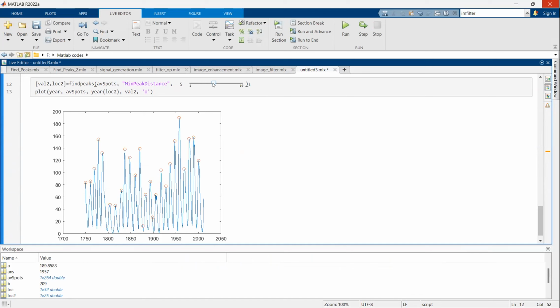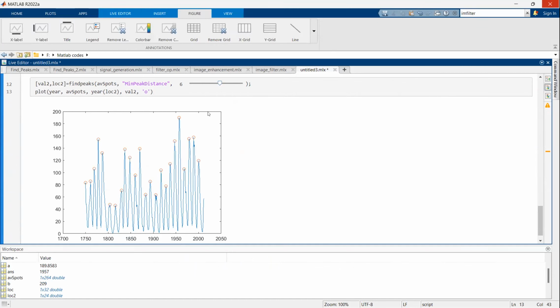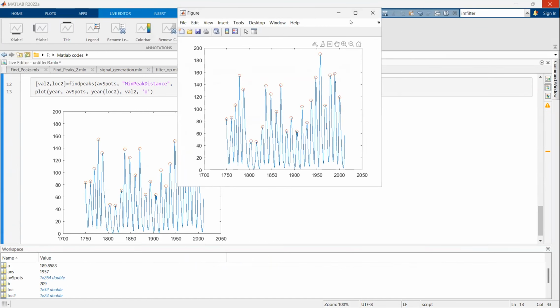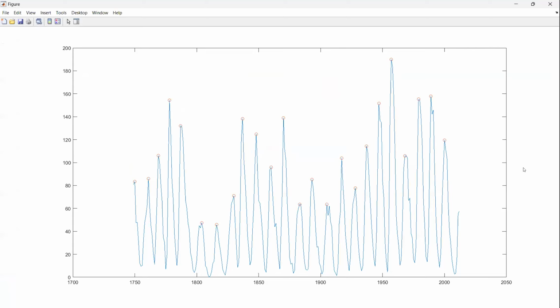What if I make it 5? This is also gone. I still have this one, which is misidentified. Let's make it 6. Now when I make it 6, is this perfect? Do I have any misidentified peaks, or have we successfully identified all the peaks?